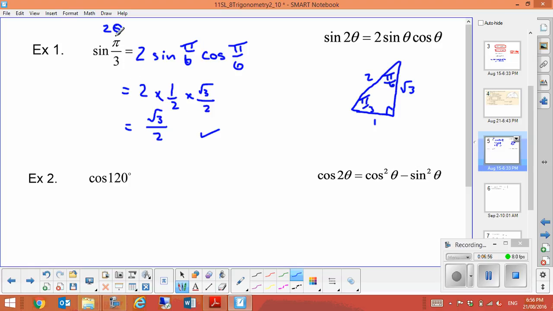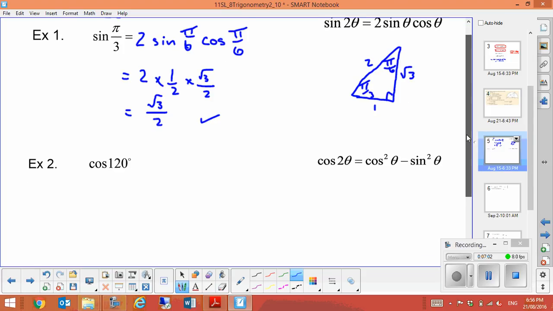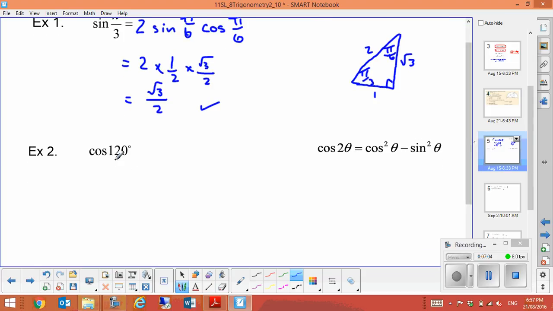So remember, if this is our 2 theta, this value is half of what we had here. Let's do another one of these. We'll do it in degrees. Cos of 120, that's going to be the same as cos squared, half it, 60 degrees, minus sine squared 60 degrees.